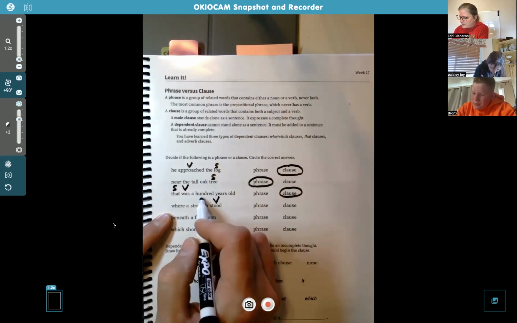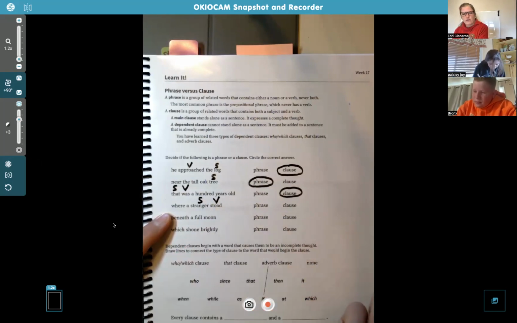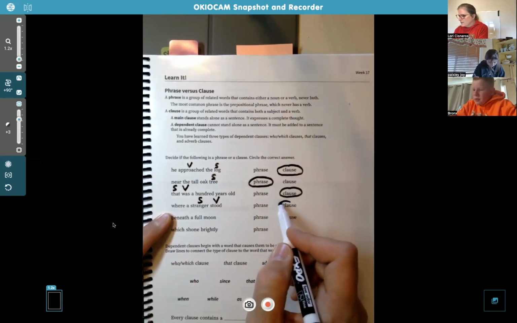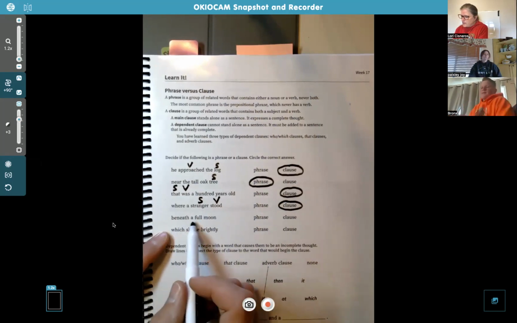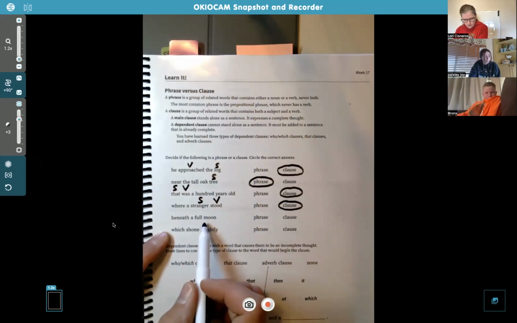Stranger. Good. So we have both. So what kind of group of words is this? Clause. Correct. Clause has both. Good. Back to Paisley. Go ahead and read these groups of words right here.